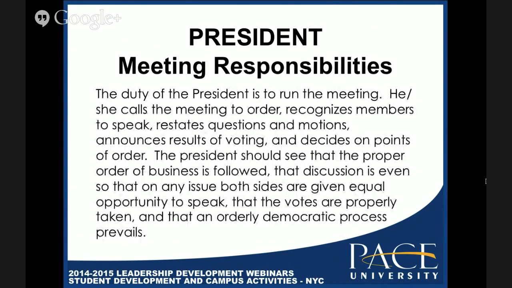The duty of the president is to run the meeting. He or she calls the meeting to order, recognizes members to speak, restates questions and motions, announces results of voting, and decides on points of order. The president should see that the proper order of business is followed and that discussions are even, so that on any issue both sides are given equal opportunity to speak and that the votes are properly taken. You must always be sure that an orderly democratic process prevails.